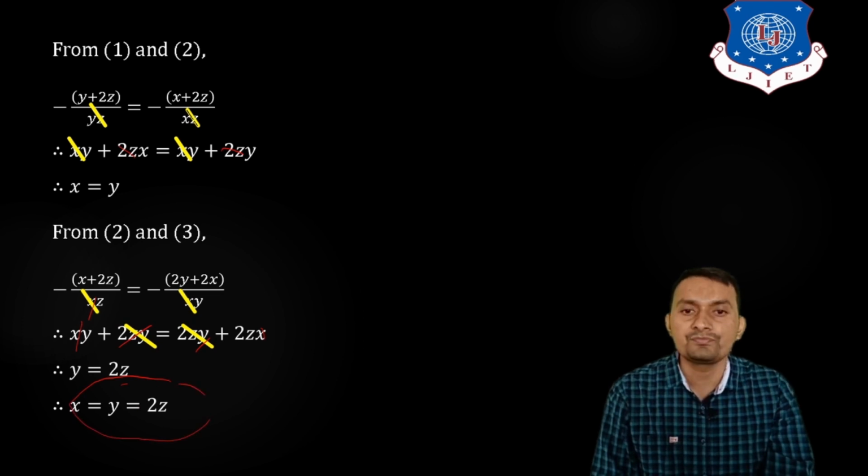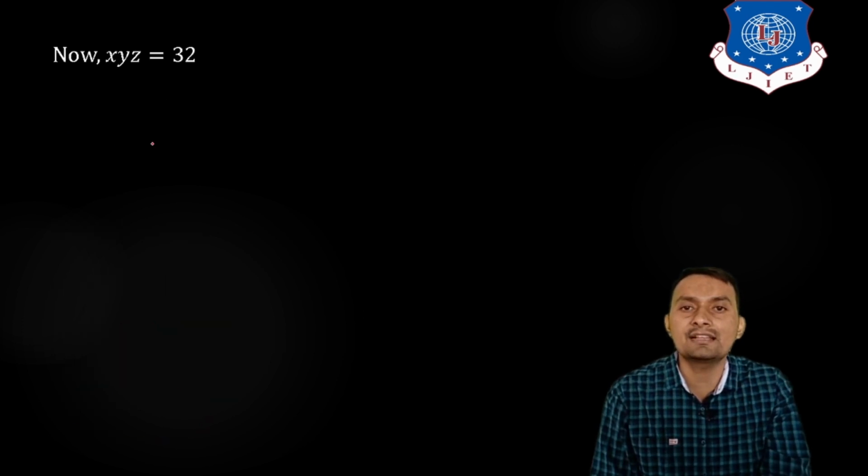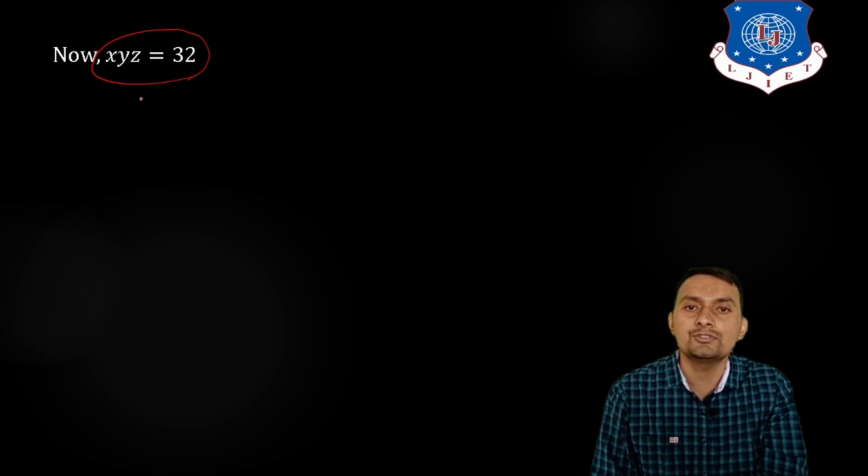But now our main target is that the volume should be maintained at 32 cubic units. So xyz equals 32, where x is 2z, y is 2z, and z is z.